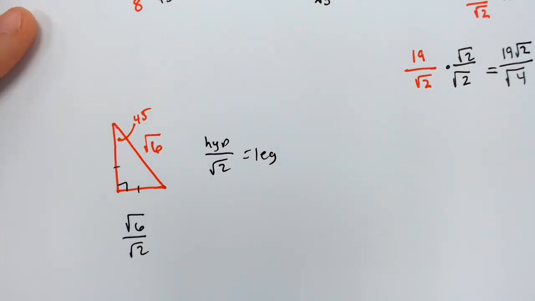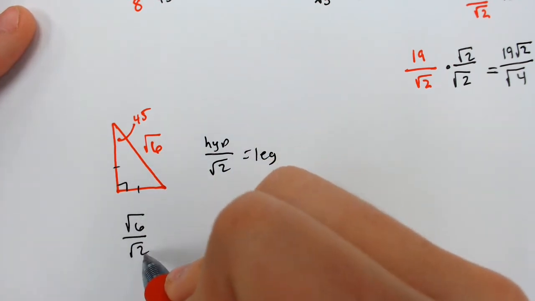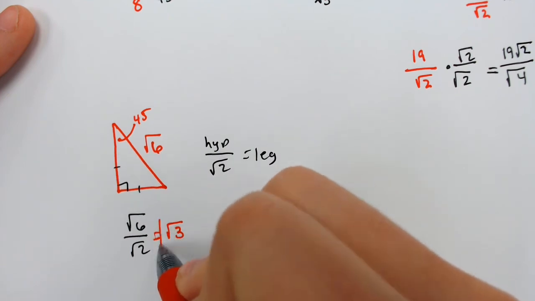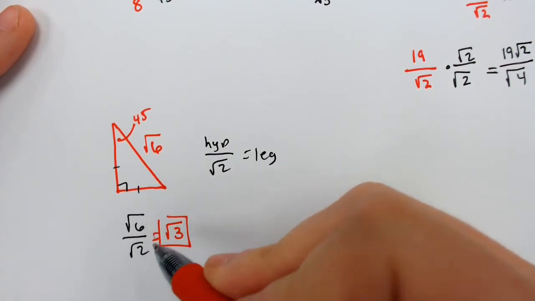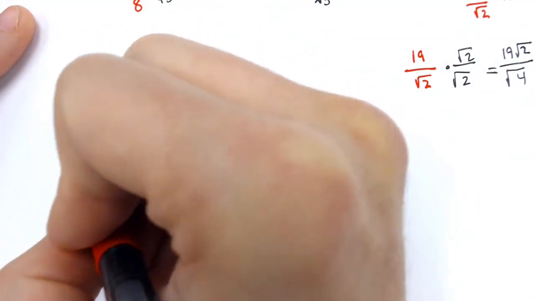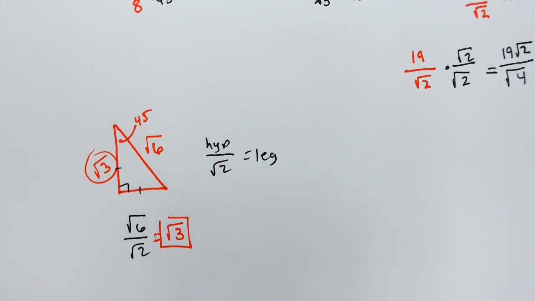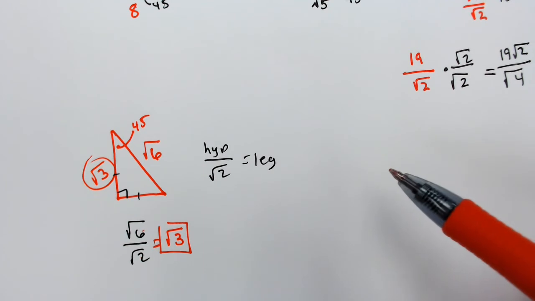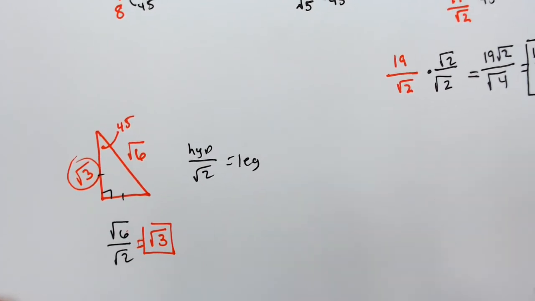Well, in this case, we get lucky because the square root of 6 divided by the square root of 2 is able to divide, because they're both underneath the square root. So these would just be square root of 3. There's not a radical on the bottom because the bottom divided off. So we don't have to go any further. One more.